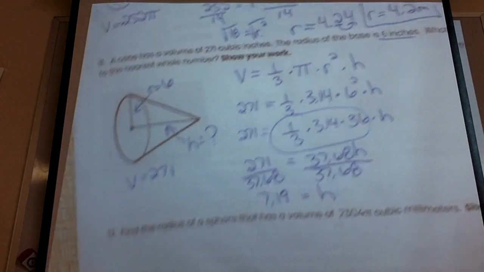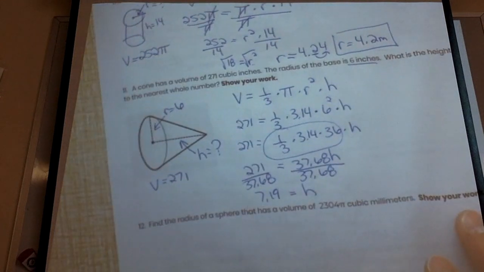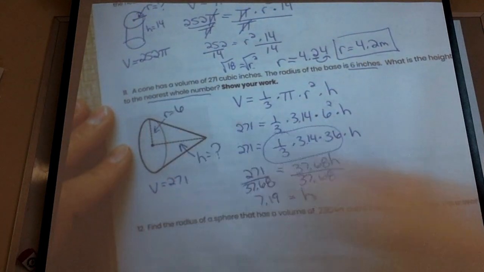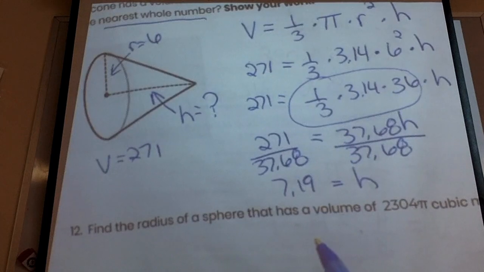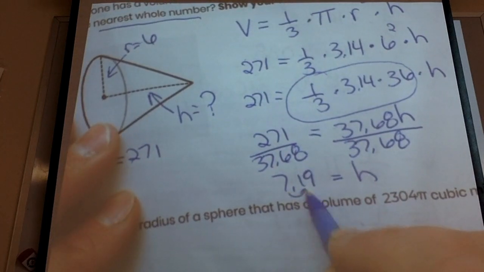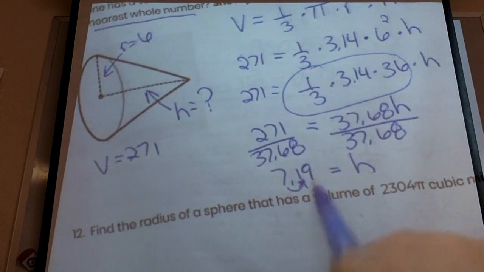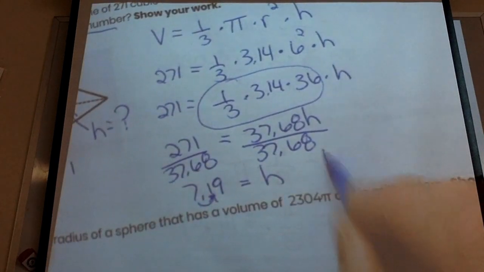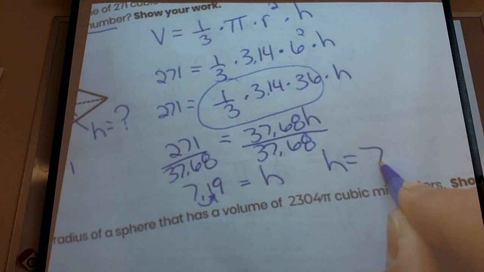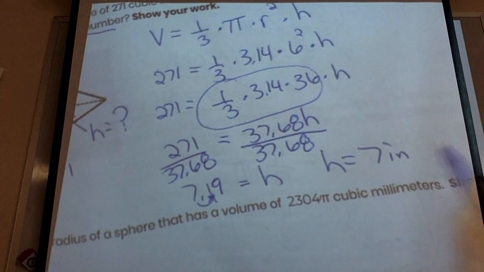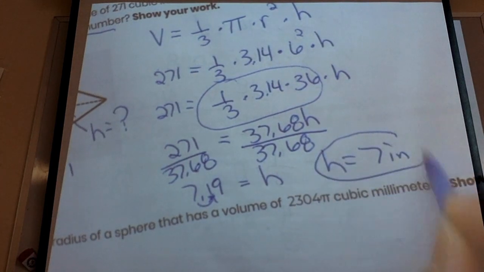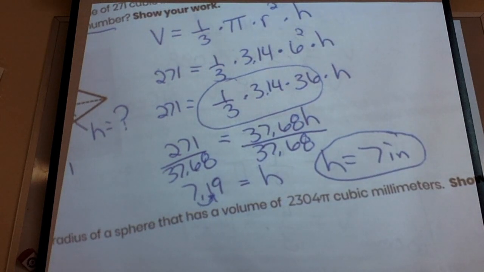But in our question, it says we have to round to the nearest whole number. So we have 7, look at the number behind it in the tenths place. That 1 is not bigger than 5, so we're just going to stay the same. So our height is going to be 7, and they're talking about inches. We're not saying inches squared, cubed, we're saying inches.